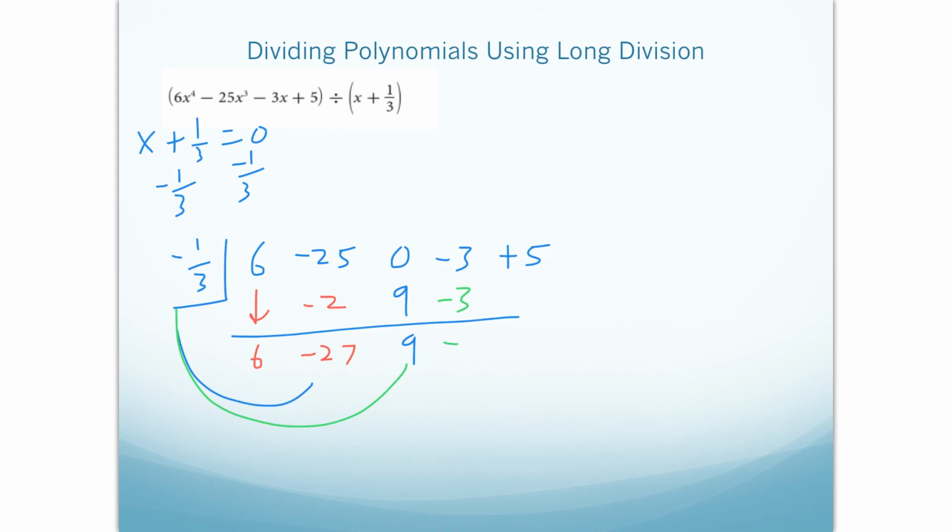Negative 3 minus 3 is negative 6. And negative 1/3 times negative 6 is positive 2. 5 plus 2 is 7. So we have a final answer of 6x to the third minus 27x squared plus 9x minus 6 plus the remainder of 7. There we go, final answer.